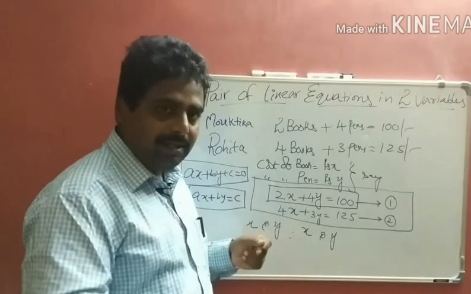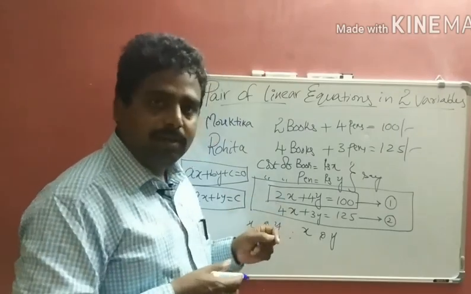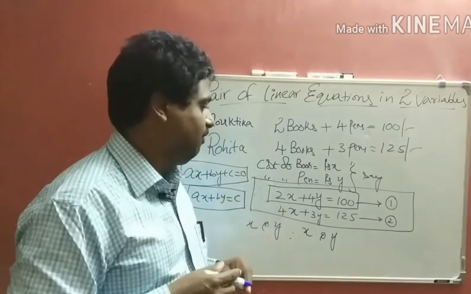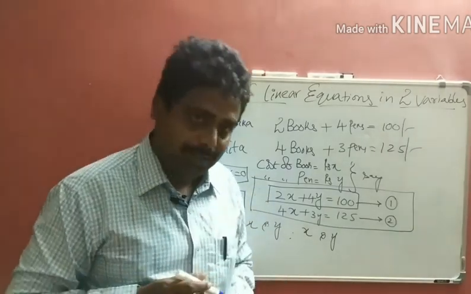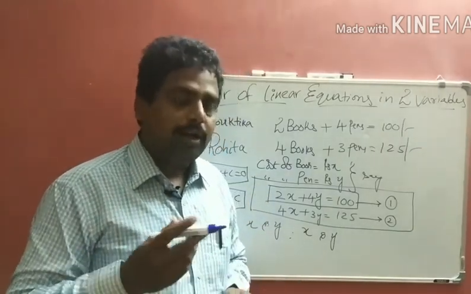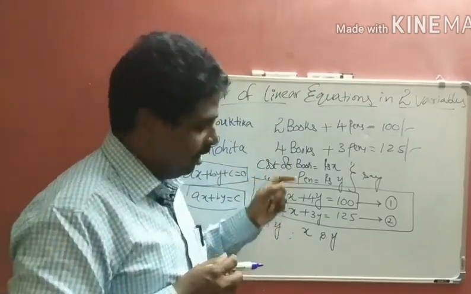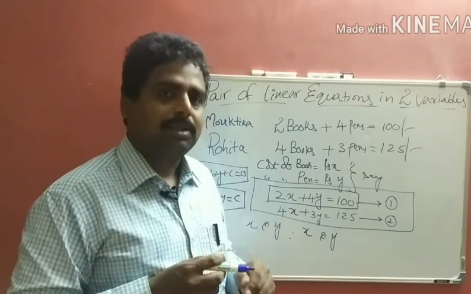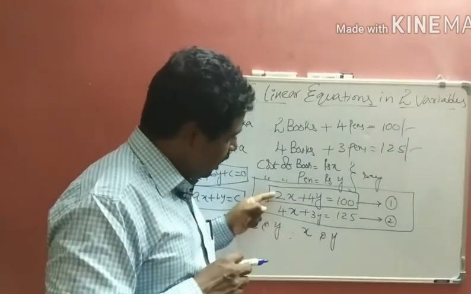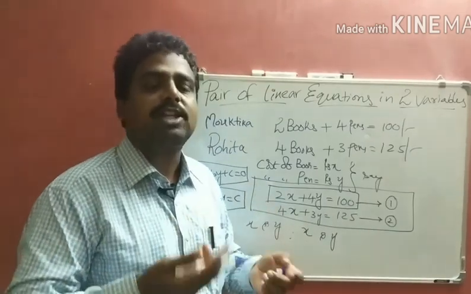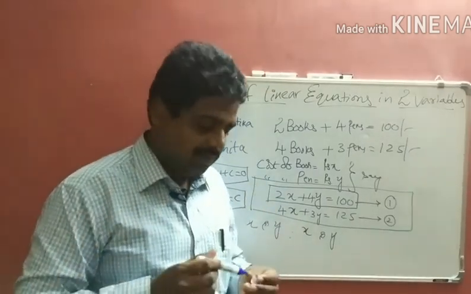In further classes, what we discussed is the solutions of a pair of linear equations in two variables. Meaning, how can we find the value of the cost of one book and the cost of one pen? That is nothing but solving these two equations. To solve these two equations, we have various types of methods. In the next class, we will discuss this.